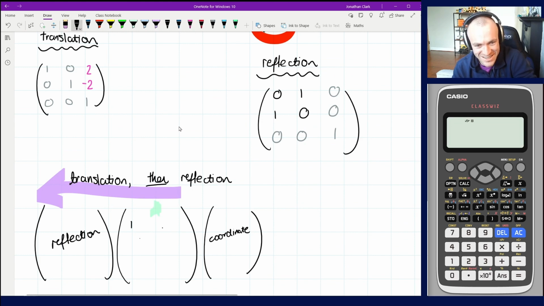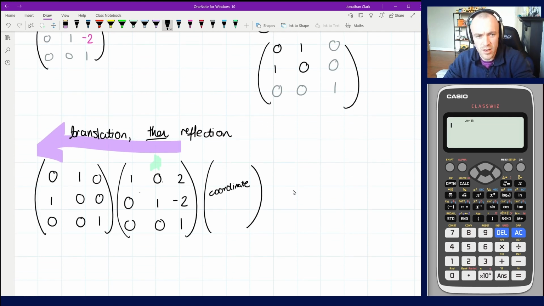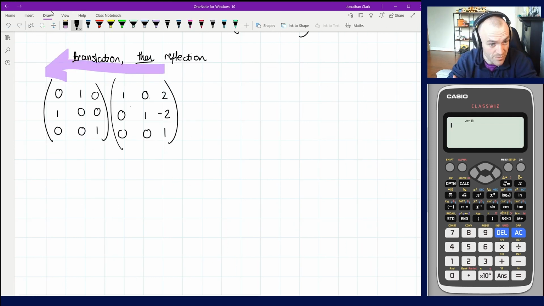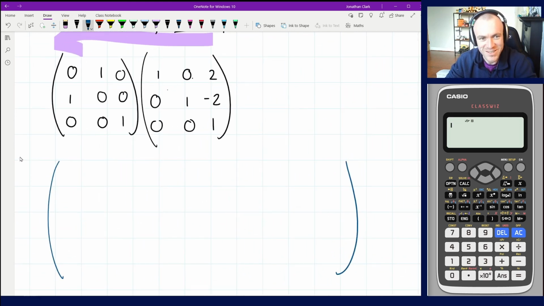That's my translation matrix. And this is, okay, cool. My cool part of it. So I'm going to multiply these matrices together. Leave loads of space for my workings.